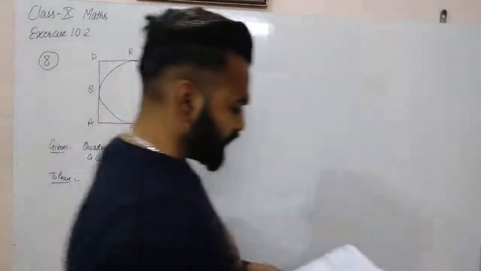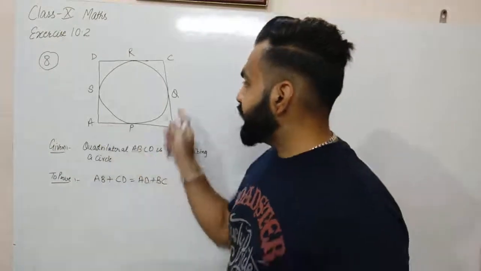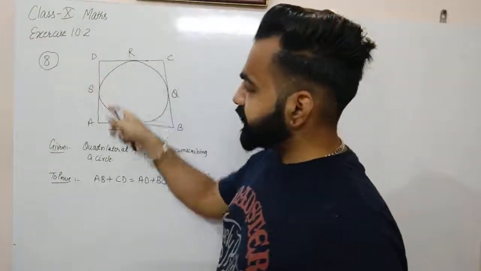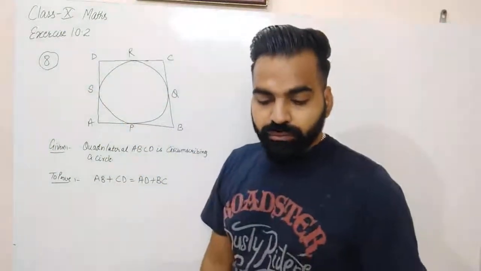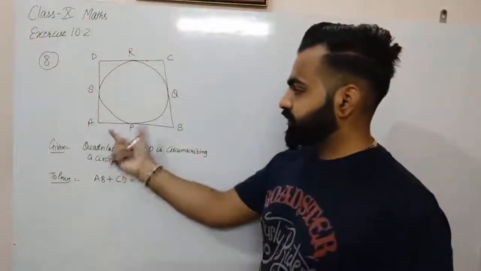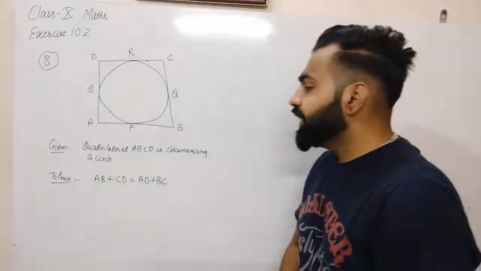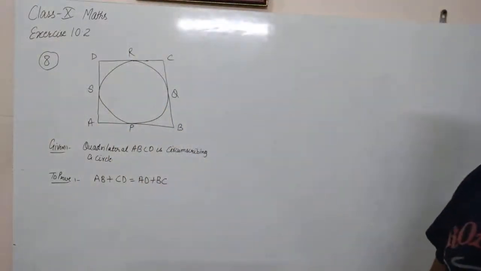Let's see question number 8 now. A quadrilateral ABCD is drawn to circumscribe a circle. Quadrilateral ABCD is given which is circumscribing a circle. Prove that AB plus CD is equal to AD plus BC. So the sum of the opposite sides of the quadrilateral will be equal. AB plus CD is equal to AD plus BC. So we have to prove.